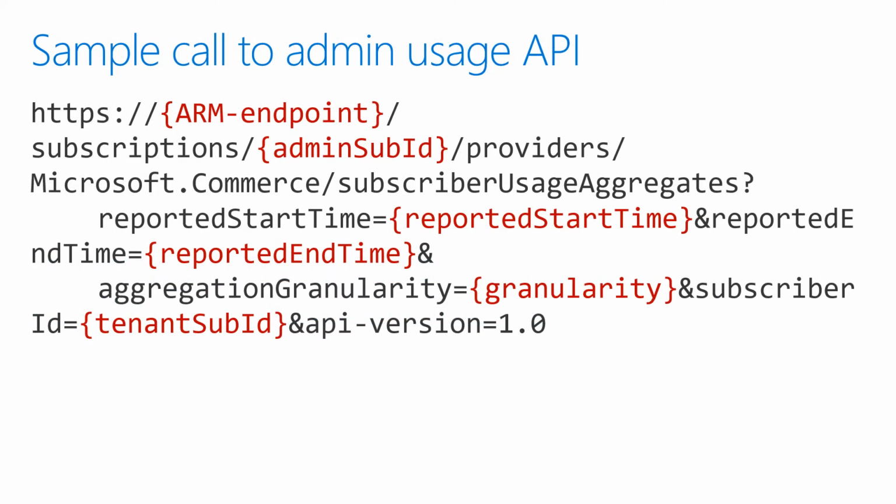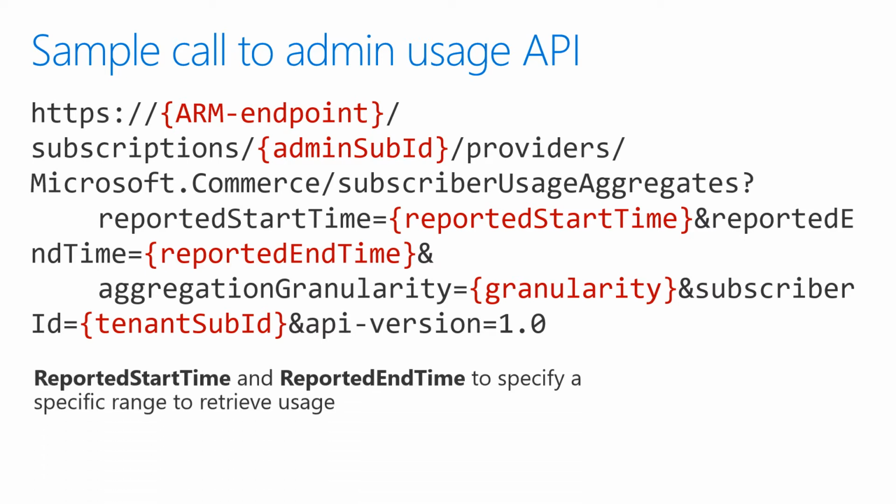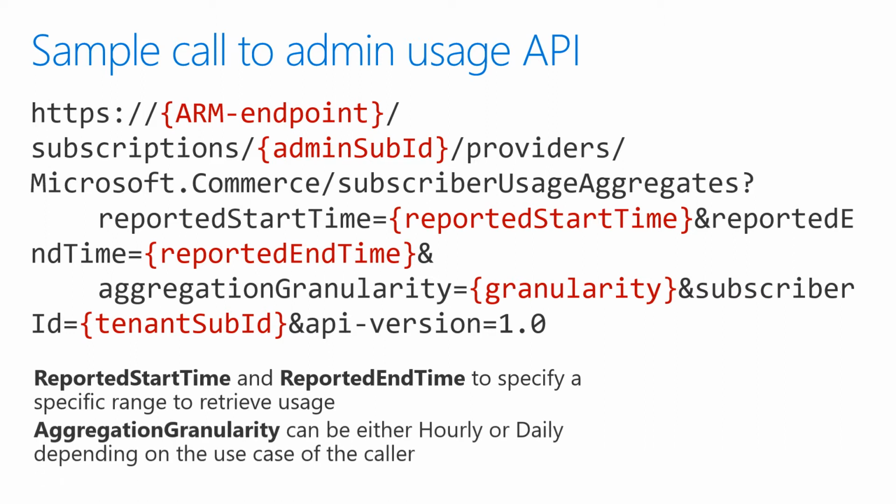Finally, we'll cover accessing this usage data programmatically, starting with a sample API call. Here is the URI that can be used to make a call to the API. A few details need to be changed here, such as the ARM endpoint for the admin side of your Azure Stack deployment, the admin sub ID, which is the subscription ID of the default provider subscription, and then enter values for the reported start time and reported end time in a valid date time format, the aggregation granularity, either hourly or daily, and the tenant subscription ID for which to get usage.